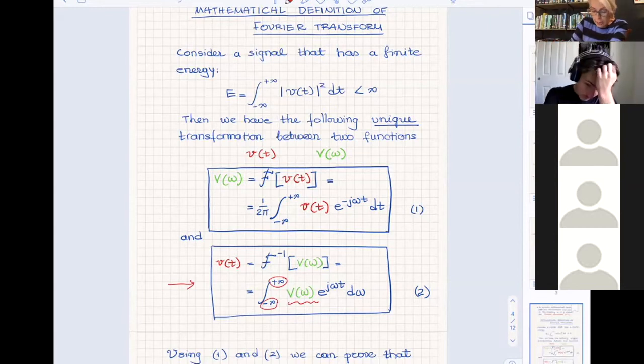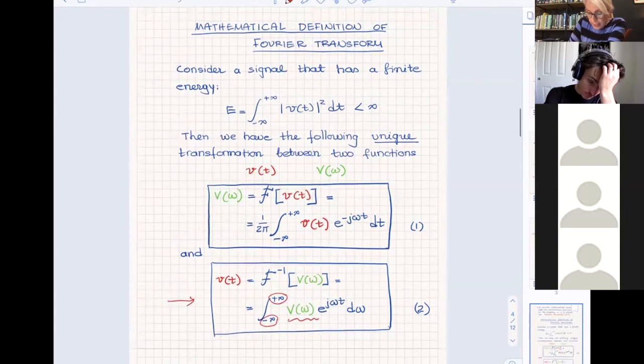Or I could say that a signal here, so the reverse of this, will say the following, that a signal v of t has a continuum of frequencies.